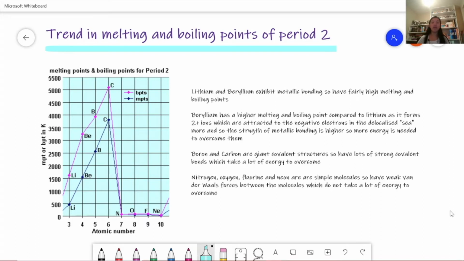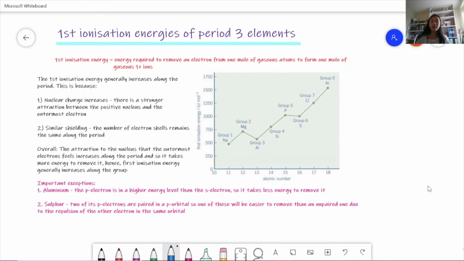Boron and carbon are both giant covalent structures, so they have lots of strong covalent bonds which take a lot of energy to overcome, and their melting and boiling points are actually higher than those for lithium and beryllium. And then nitrogen, oxygen, fluorine, and neon are all simple molecules, so they only have very weak van der Waals forces between the molecules, which don't take a lot of energy to overcome. And all of their melting points and boiling points are very, very low, and they're all actually quite close to each other. And that's because nitrogen, oxygen, and fluorine all come as diatomic molecules, so all of their sizes are very similar.